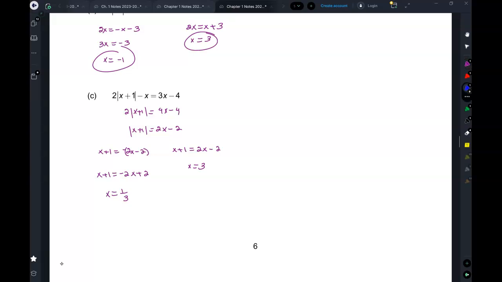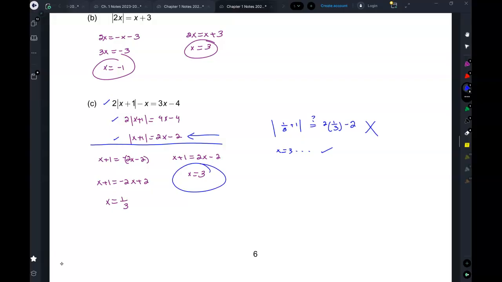And so again, we're going to check. To check, you have to plug it into any of the steps where the absolute value is still there. So this is okay, this is okay, this is okay. Now I would probably check in here because that's the most straightforward and the simplest, right? So we would do 1 over 3 plus 1. Is this equal to 2 times 1 over 3 minus 2? Clearly it's not, so that doesn't work. And then of course you have to check the x equals 3 as well. It does work, so this is the only answer.